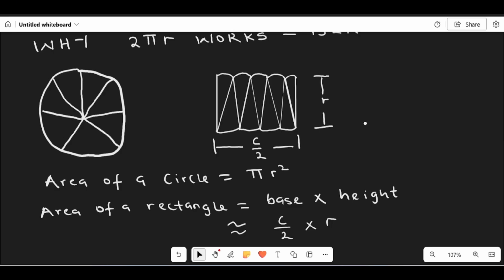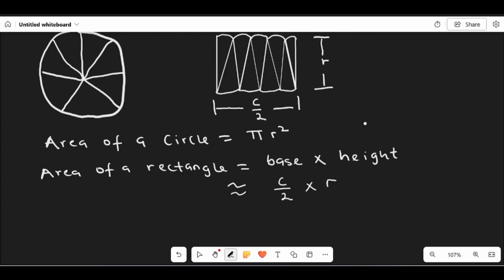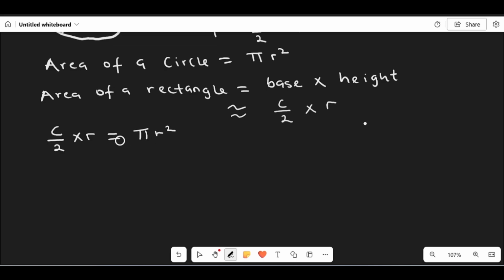The next thing we have to do is to set the area of the rectangle and the circle equal to one another, because the slices are just arranged and the area is still the same. So C/2 multiplied by r equal to pi r square. Multiply both sides by 2. So 2 multiplied by C/2 times r equal to 2 pi r square.